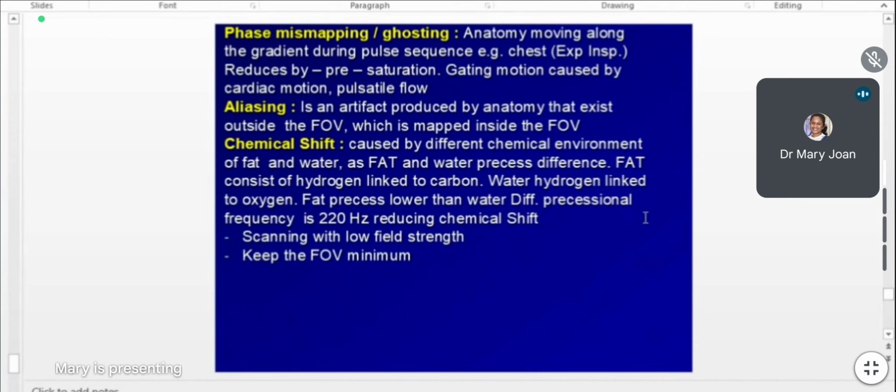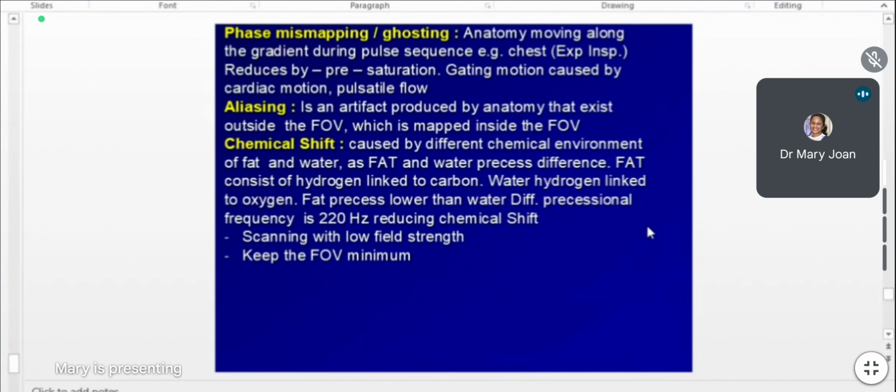Phase mismapping or ghosting occurs with anatomy moving along the gradient during the pulse sequence, that is chest expiration and inspiration, and is reduced by pre-saturation. Gating is used for motion caused by cardiac motion, pulsatile flow, etc. These account for the mismapping or artifacts produced because of natural physiological phenomena. Phase mismapping normally happens with expiration and inspiration, the breathing, as the chest moves. So all this movement can cause artifacts.